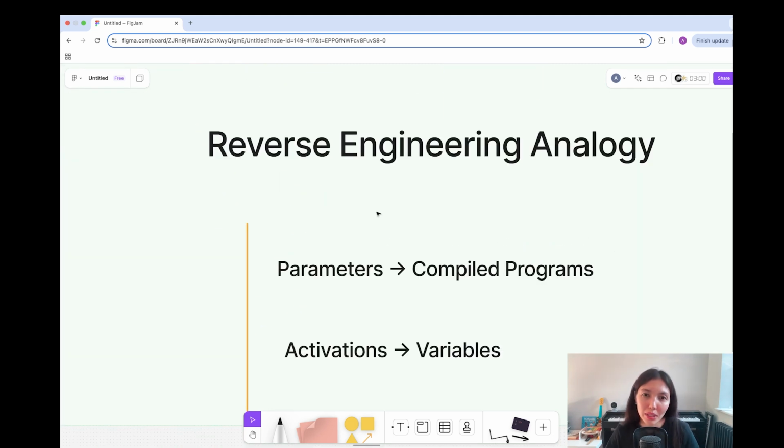Mechanistic interpretability field uses inspiration and analogies from traditional software reverse engineering, and it's proposed to think of parameters as compiled programs and activations as variables. As in traditional software, we can only understand the line of code if we understand variables. Same for neural networks, we can only understand parameters, weights, and biases only if we understand activations.